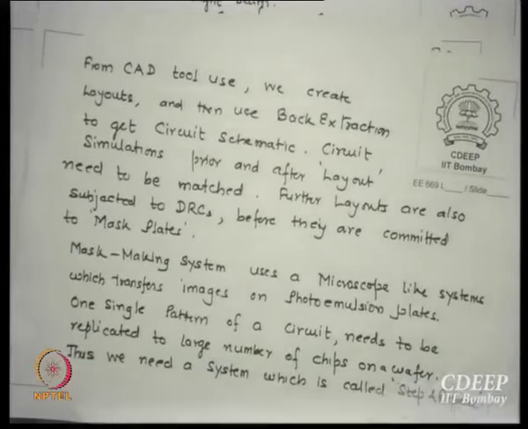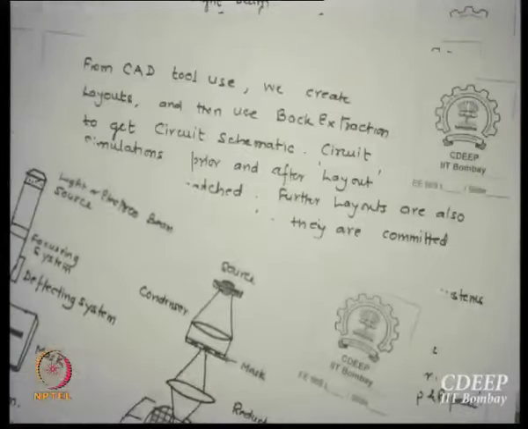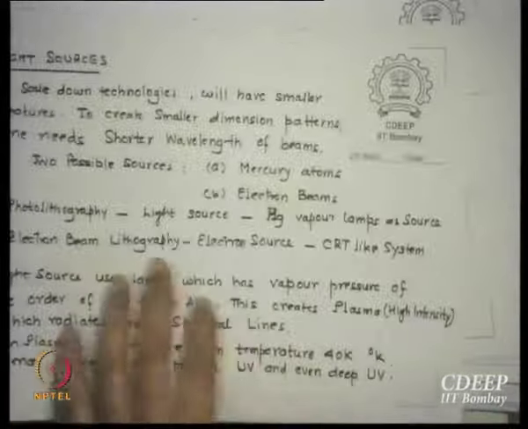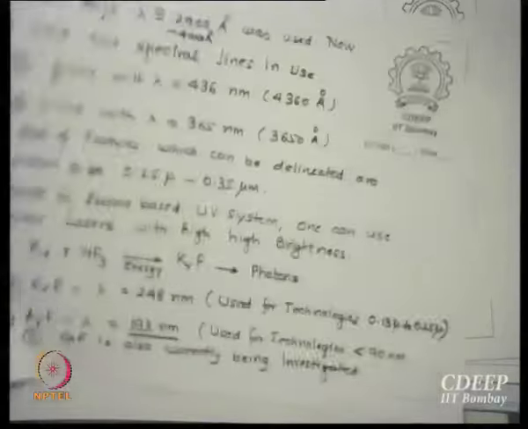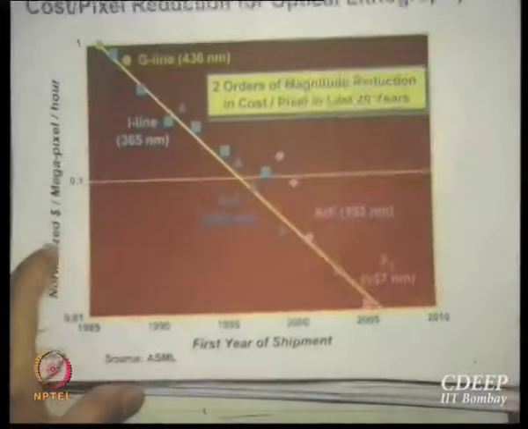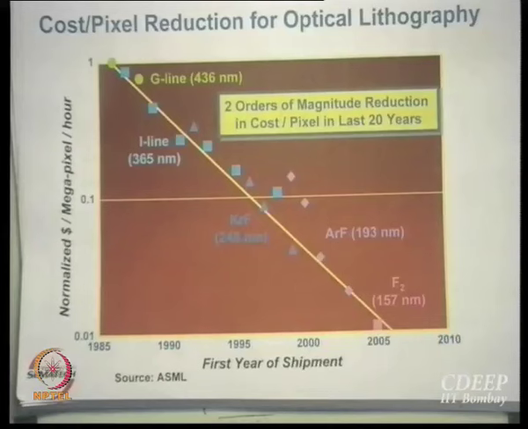So we have seen some ways of mask design and mask fabrication. This we did last time. We looked into light sources, and then we also started looking into the wavelengths of the light. Many technologies are with F2 now, which is 157 nanometers.